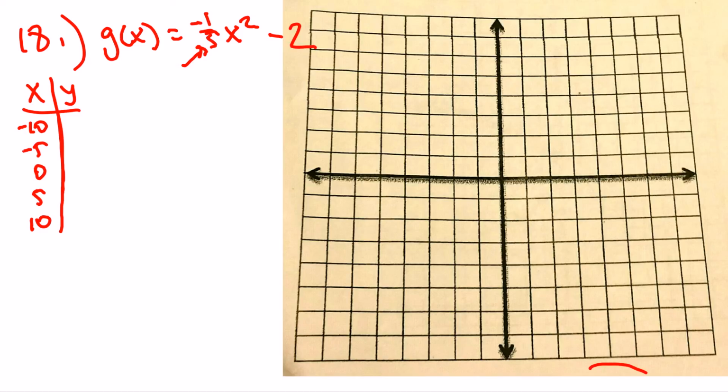Now, I'm going to plug in 0 because 0 is the easiest. I'm going to say y equals negative 1/5. Instead of x, I put 0 squared minus 2. That cancels out, so it's just equal to negative 2.